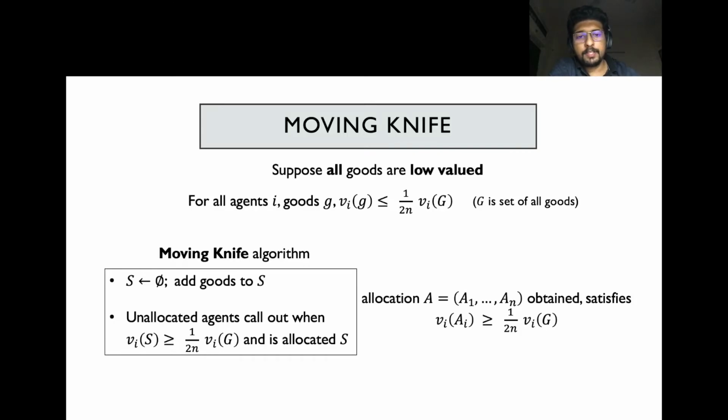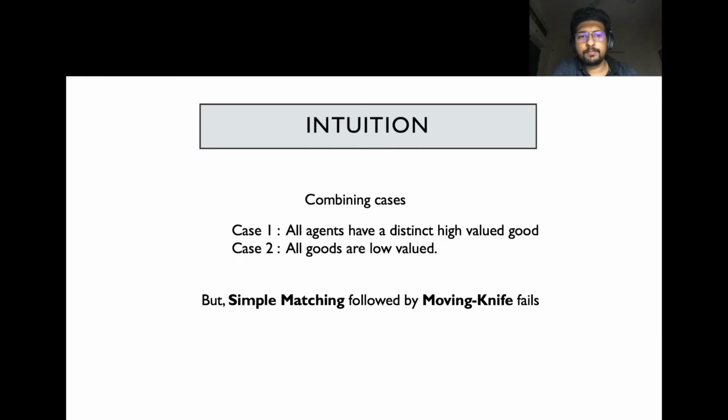This algorithm guarantees that starting out with small valued goods, the allocation so obtained is a 2n approximation to the value of the set of goods we began with, and the proof of this guarantee uses subadditivity crucially. So combining both these cases together with a simple matching followed by a moving knife procedure fails. We can construct examples to show that the matching step might assign goods in ways that fail to achieve an order n approximation even for additive utilities.